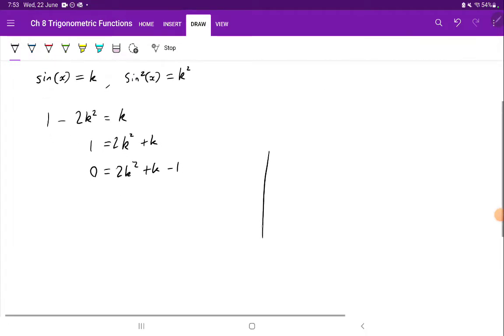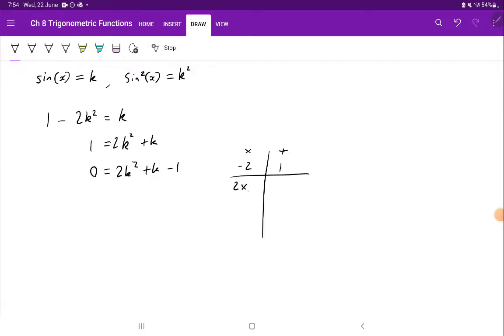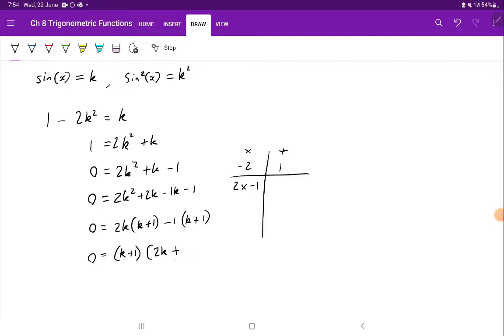I'm going to use the t-chart to do this. So we're looking for something that multiplies to 2 times negative 1, which is negative 2, and adds to 1, b. Well, it's going to have to be 2 and negative 1. That's the only one that's going to work. And so we're going to use decomposition to factorize this. So split the middle term into plus 2k minus 1k minus 1. Pull out the factor of 2k, and we're left with k plus 1. And pull out the factor of negative 1, and we're left with k plus 1. Pull out the pair, and we have now factorized the quadratic.